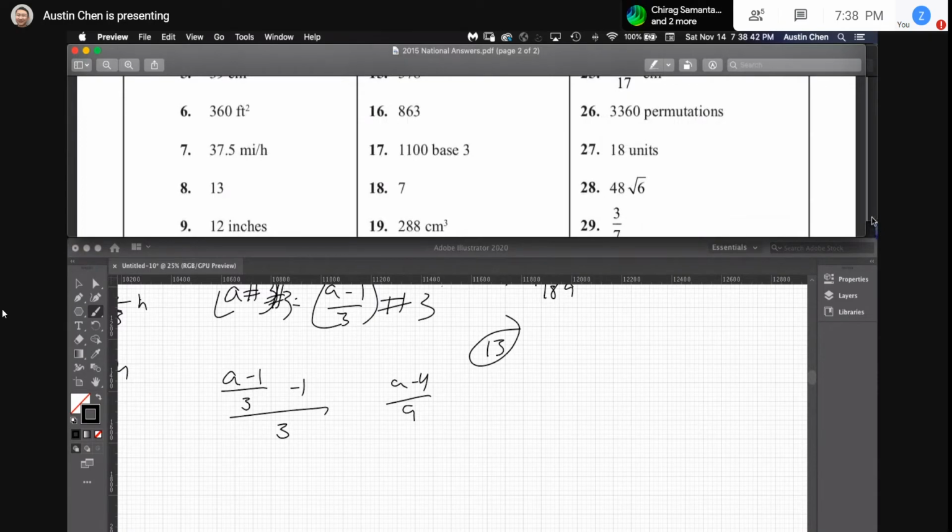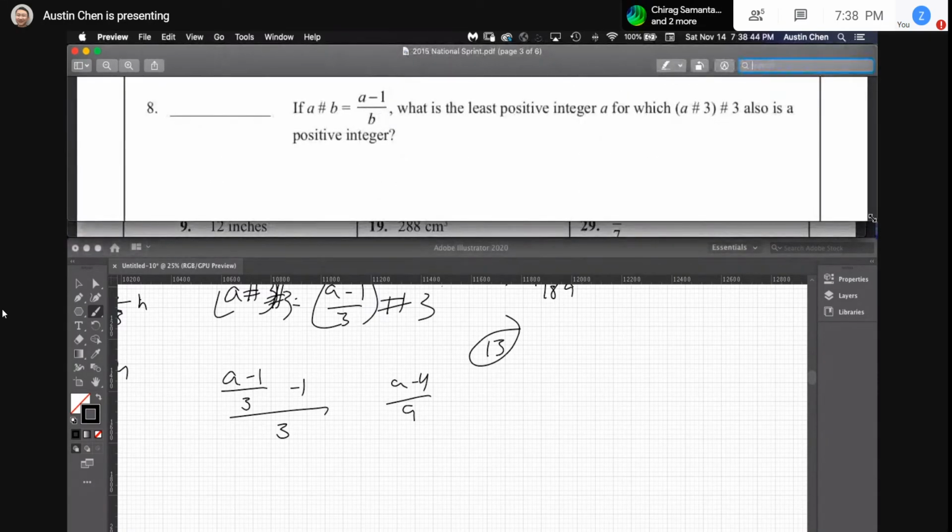For this problem, another way you could do this is that you set A minus 1 over 3 minus 1 over 3 to 0 mod 3. And so that you get A minus 1 is congruent to 0 mod 3. And so A is congruent to 1 mod 3.